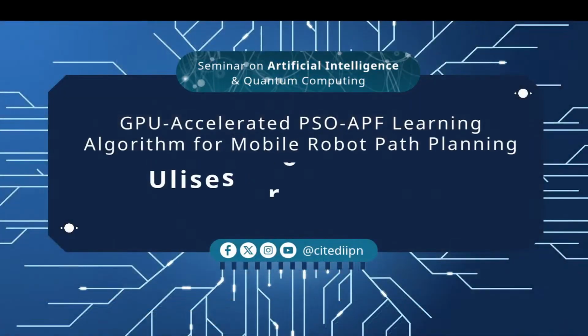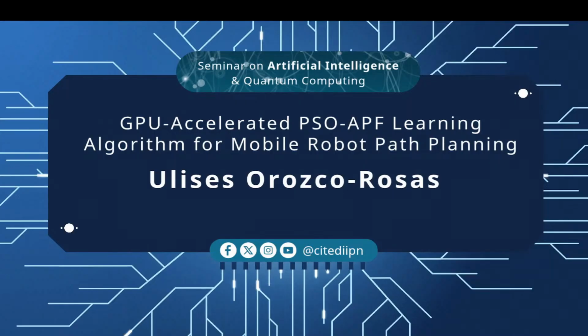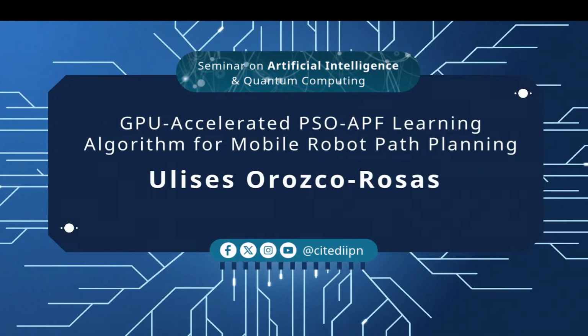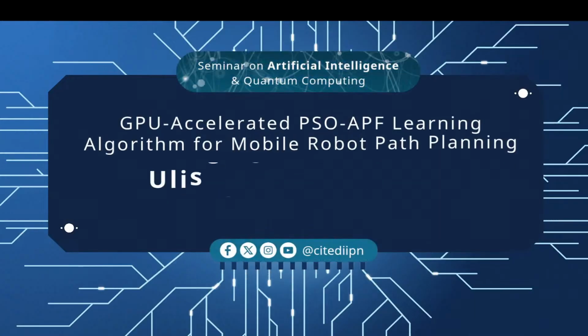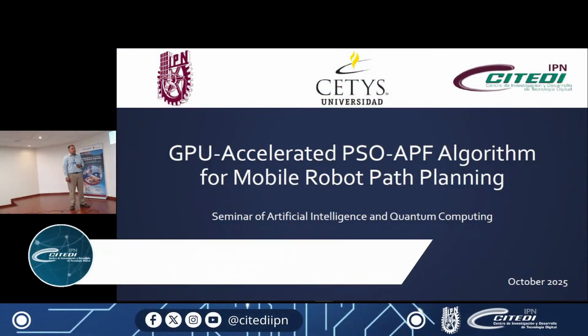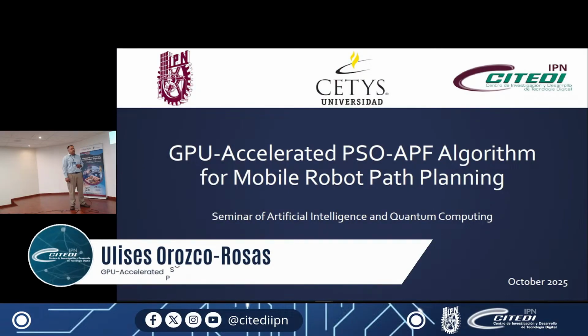Ulises Orozco Rosas received the MS and PhD degrees in digital systems from the Instituto Politécnico Nacional in 2014 and 2017, respectively. He has also held a postdoctoral position. From 2017 to 2018, he was appointed at the Department of Computer Science, Universidad Rey Juan Carlos of Spain. He is currently an associate professor with the School of Engineering, Cetis Universidad, and a member of the National System of Researchers. His research interests include machine learning, computational intelligence, parallel and heterogeneous computing, autonomous vehicles, and mobile robots. He has published over 60 papers in peer-reviewed journals, books, and conferences.